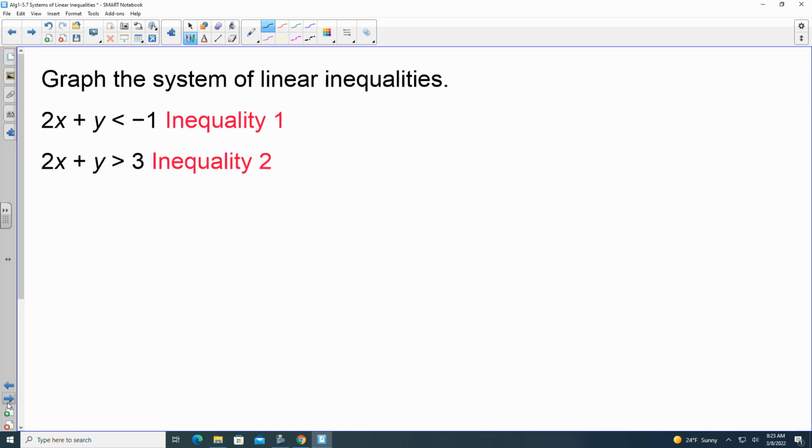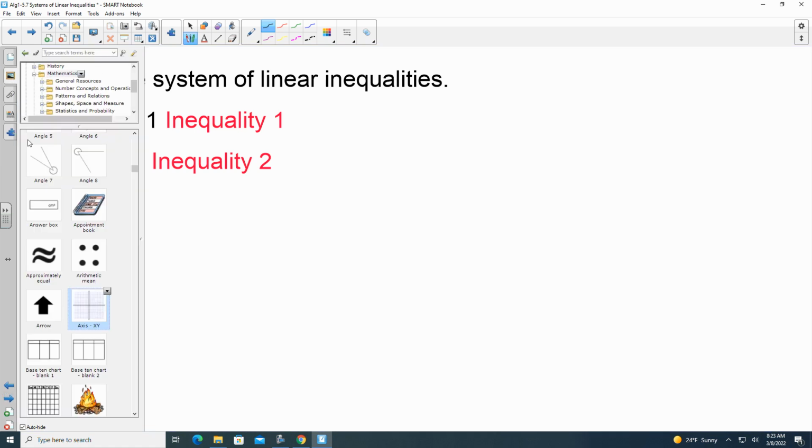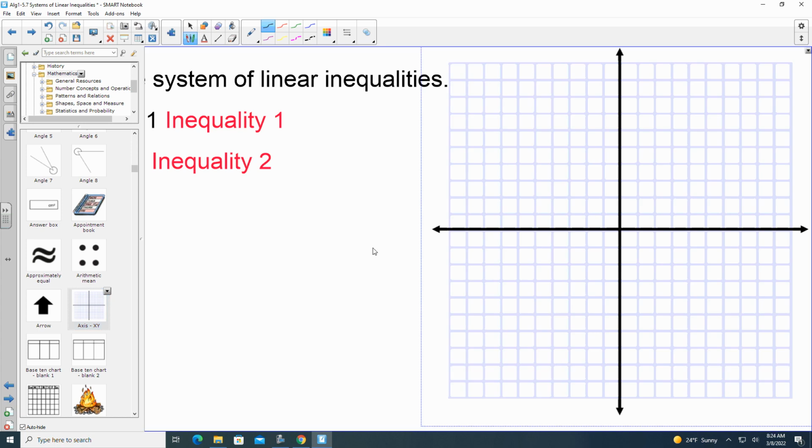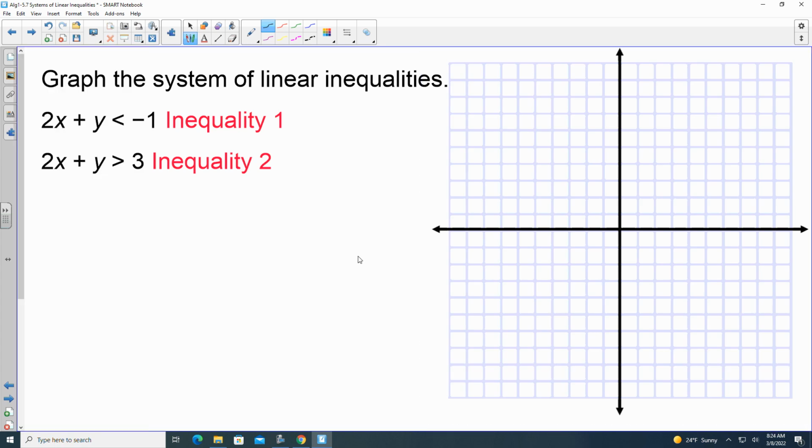Same idea. What I would do is create both inequalities in slope-intercept form. So for inequality 1, it's going to turn into, subtract 2x, so y is going to be less than negative 2x minus 1. And for inequality 2, it's going to be y is greater than negative 2x plus 3. So I don't know if you noticed this, but they have the same slope, which means that those lines are going to be parallel.